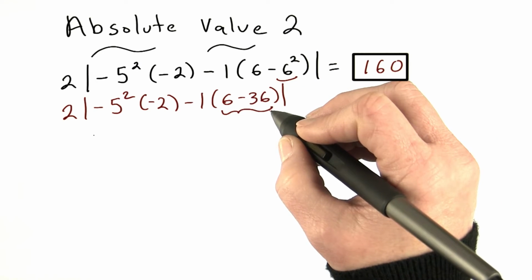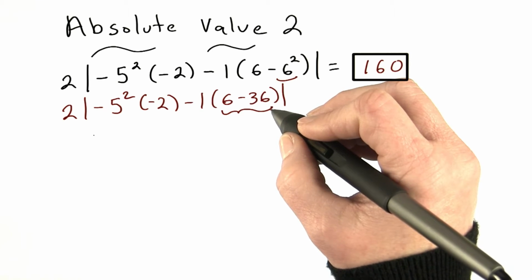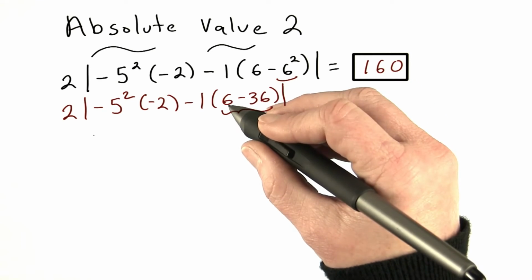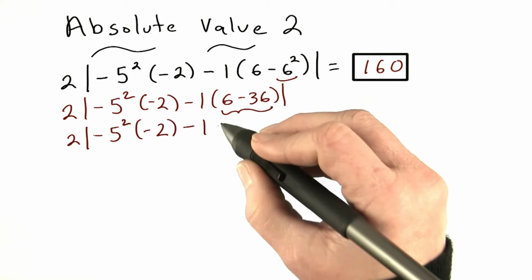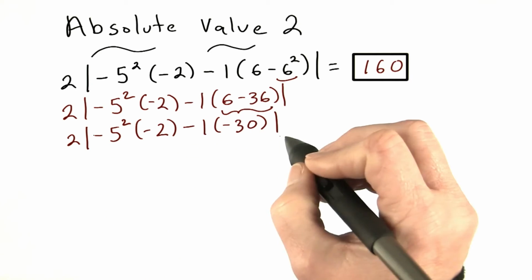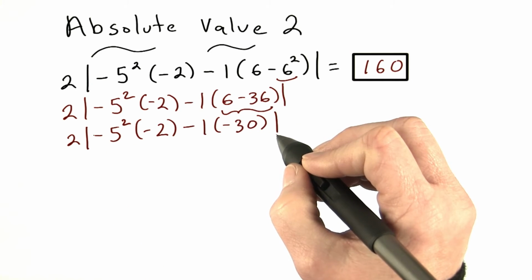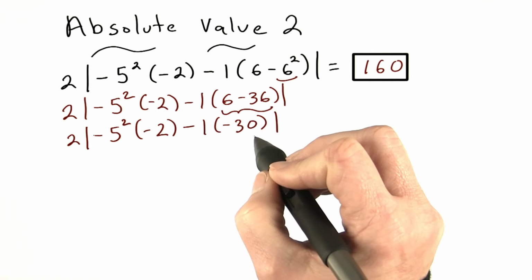We still have another operation inside the parentheses before we can move to operations outside these parentheses. So here I have to evaluate 6 minus 36. 6 minus 36 is negative 30. Now that I've finished evaluating what's inside the parentheses, I can move to what's inside the absolute value symbols. When I'm working inside the absolute value symbols, I still have to follow the order of operations.